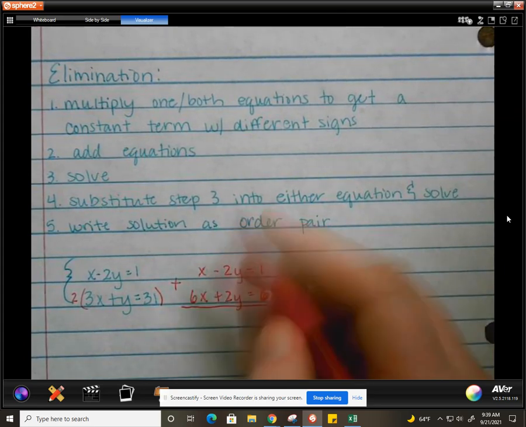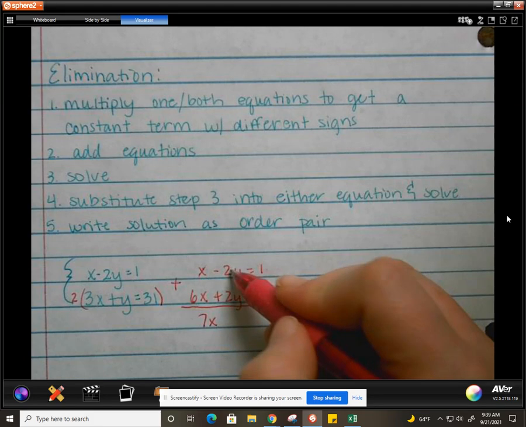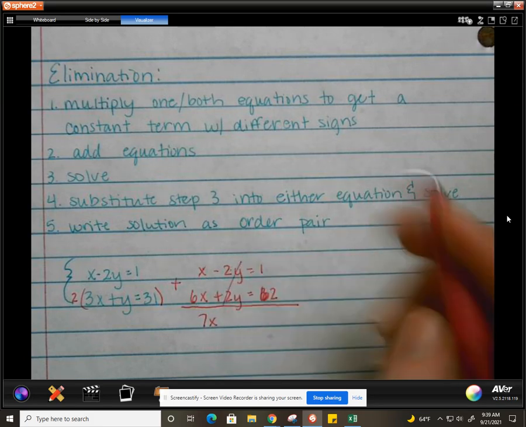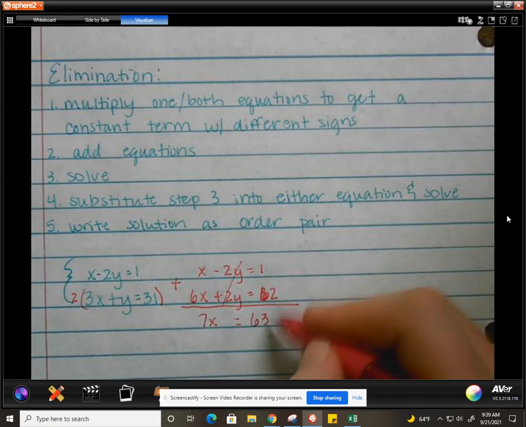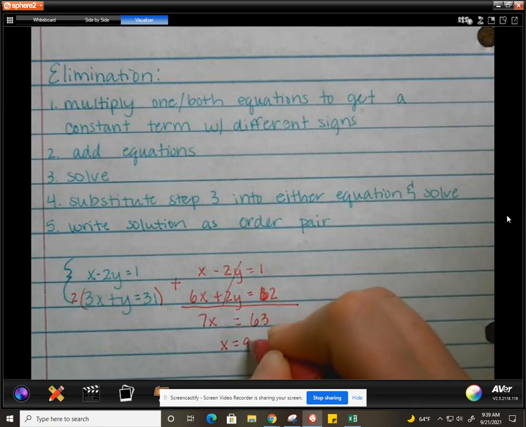So 1 plus 6 becomes 7x. Negative 2 plus 2 cancels out. And 1 plus 62 becomes 63. When I divide by 7, I'm going to get x equals 9.